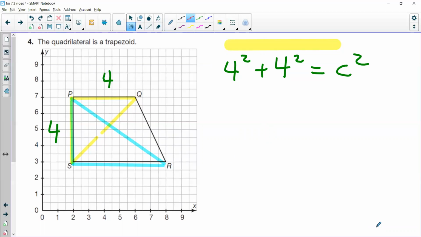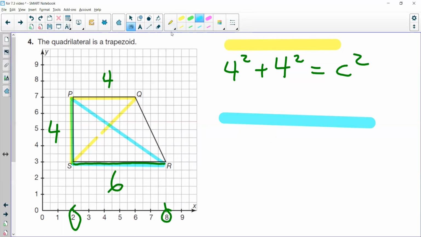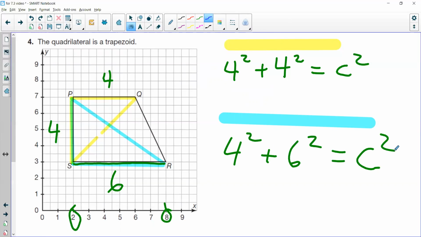So now let's look at the blue triangle. The blue triangle, the bottom segment of it goes from 2 to 8 for a distance of 6. So that one, let's mark it. The blue one will be 4 squared plus 6 squared equals C squared. And again, I'll let you figure out the rest of it from there.